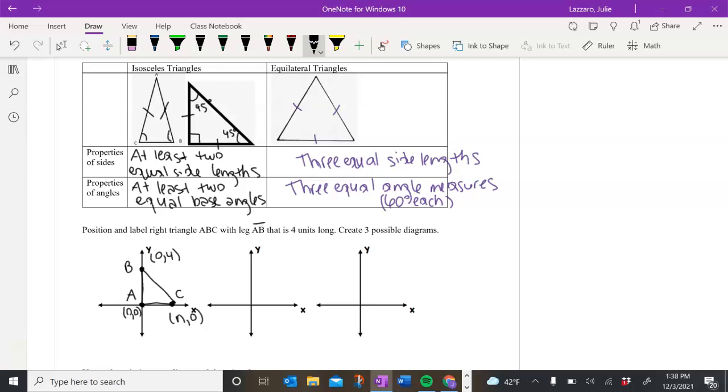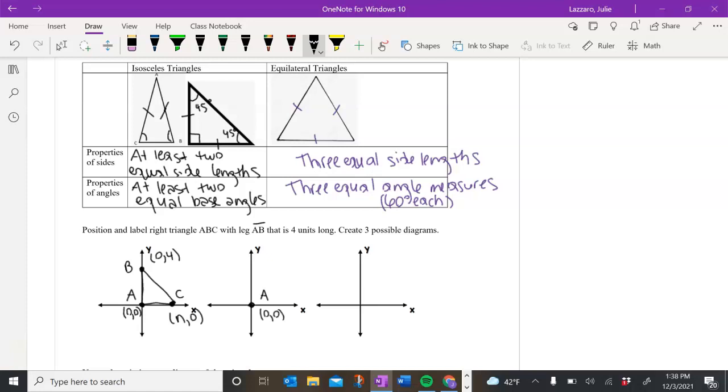So n could be 5 if this was at 5, 0. N could be at 3, 0. N could be at a variety of different places, right? So we'll just use that variable to say, hey, it could be anything. All right? Okay, so now what could a triangle look like perhaps if we drew this right triangle differently with AB that's 4 units long? Well, let's put it right over here. We'll let A be at the origin again.